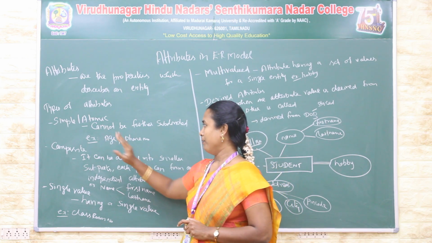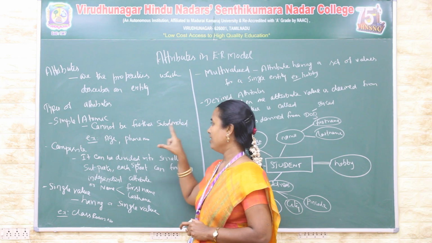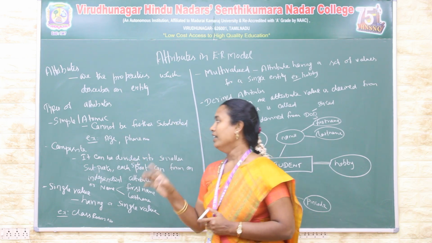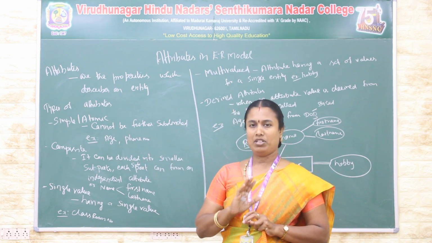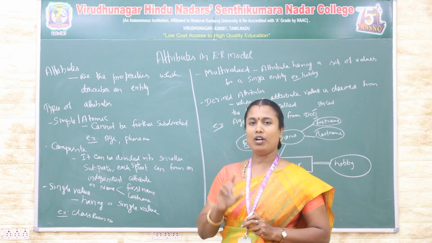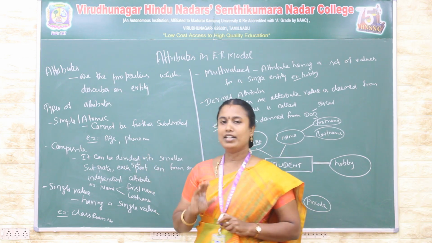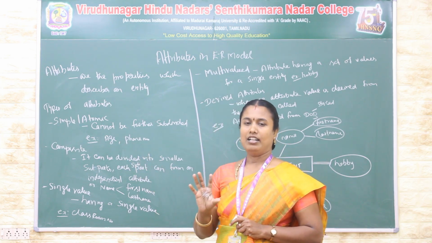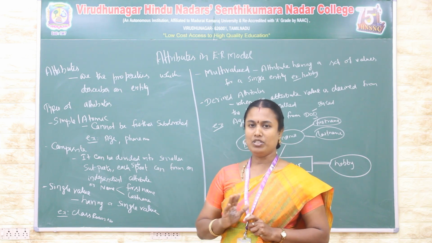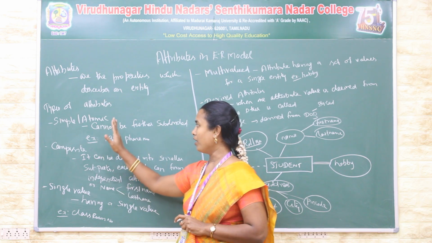This type covers attributes that cannot be further subdivided; that can be called simple or atomic. If an attribute cannot be subdivided, that kind of attribute is called a simple or atomic attribute. For example, age and phone number have attribute values that are not possible to split up or subdivide. So these two are examples of simple or atomic attributes.